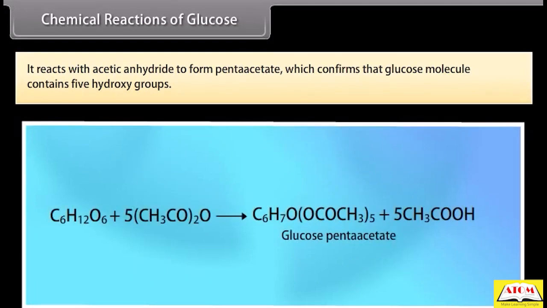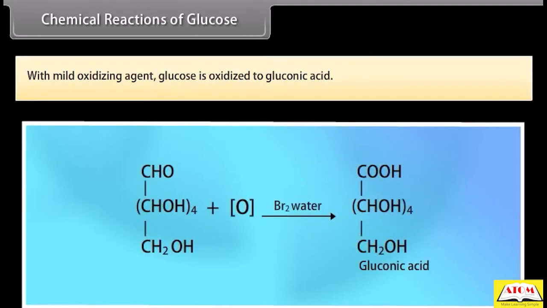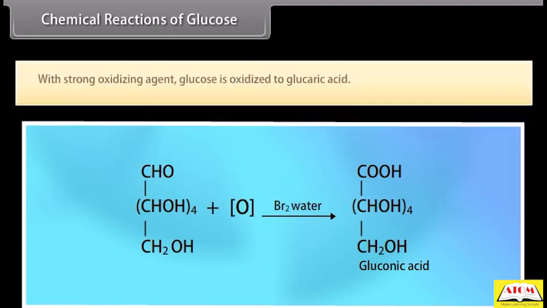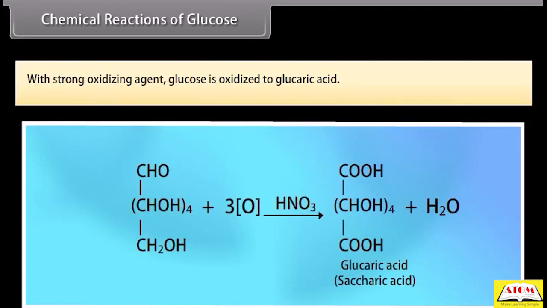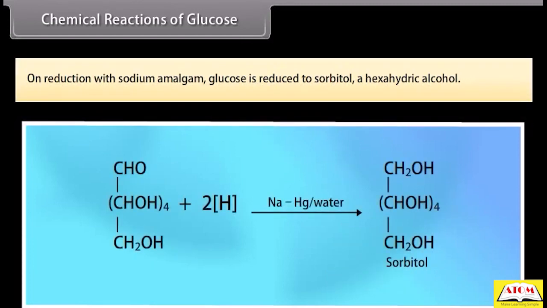It reacts with acetic anhydride to form pentaacetate, which confirms that the glucose molecule contains 5 hydroxy groups. With a mild oxidizing agent, glucose is oxidized to gluconic acid. With a strong oxidizing agent, glucose is oxidized to glucaric acid. On reduction with sodium amalgam, glucose is reduced to sorbitol, a hexahydric alcohol.